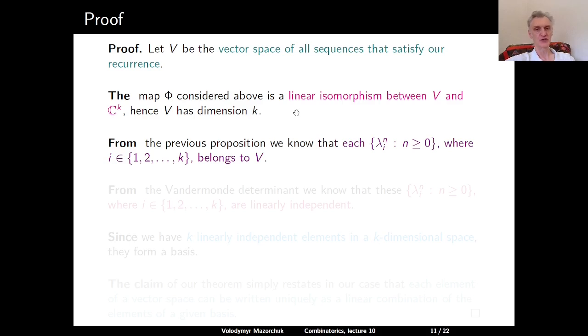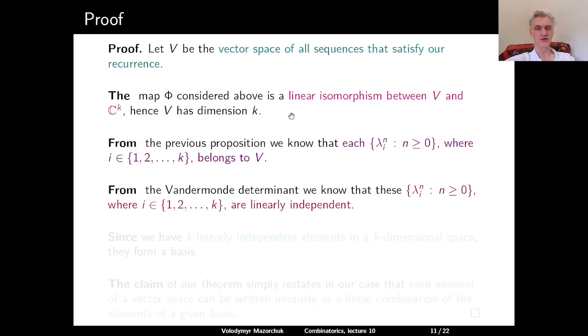From the previous proposition, we know that if we take the root lambda i of our characteristic polynomial, and consider the corresponding geometric sequence lambda i to the power n, where n is a non-negative integer, this geometric sequence belongs to V. And from the Vandermonde determinant, we know that different geometric sequences are linearly independent. But this means that we have k linearly independent elements in a k-dimensional space.